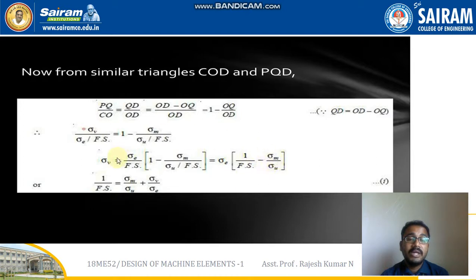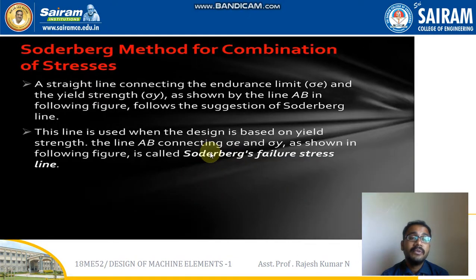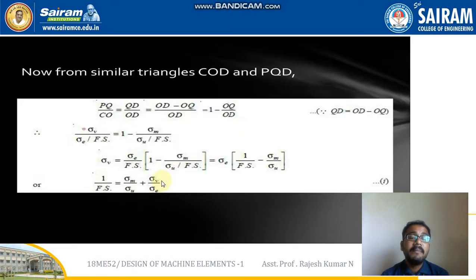So take everything to the other side: sigma V divided by sigma E is equal to 1 by n minus sigma M by sigma U. Taking the minus to the other side means plus sigma M by sigma U, so 1 by n is equal to sigma M by sigma U plus sigma V by sigma E.